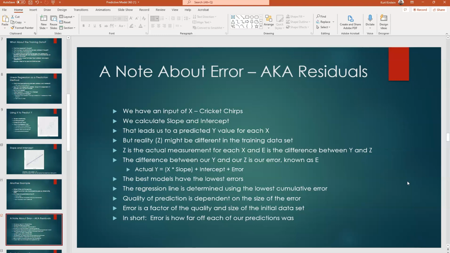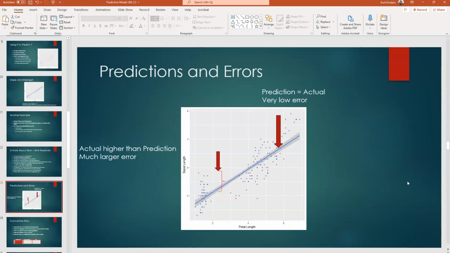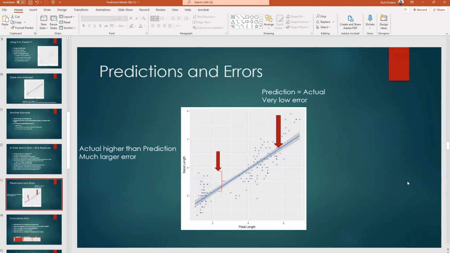If we have a lot of variability in our data set and not a lot of relationship between our variables, we are likely to have more error, and that can really compromise the value of what we wind up with. So in short, the error is how far off each of our predictions was. We can look at it individually, data point by data point, or in aggregate. We can take all of the errors, square them, add them up, and take the square root, and that will give us a measure of the overall error in the data set. Here are some more visuals. We have our regression line.